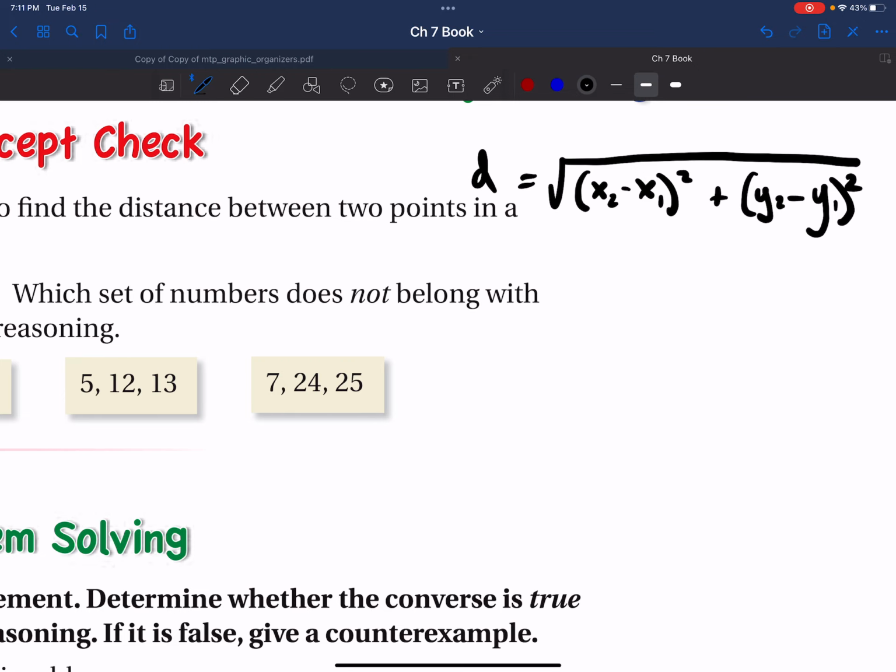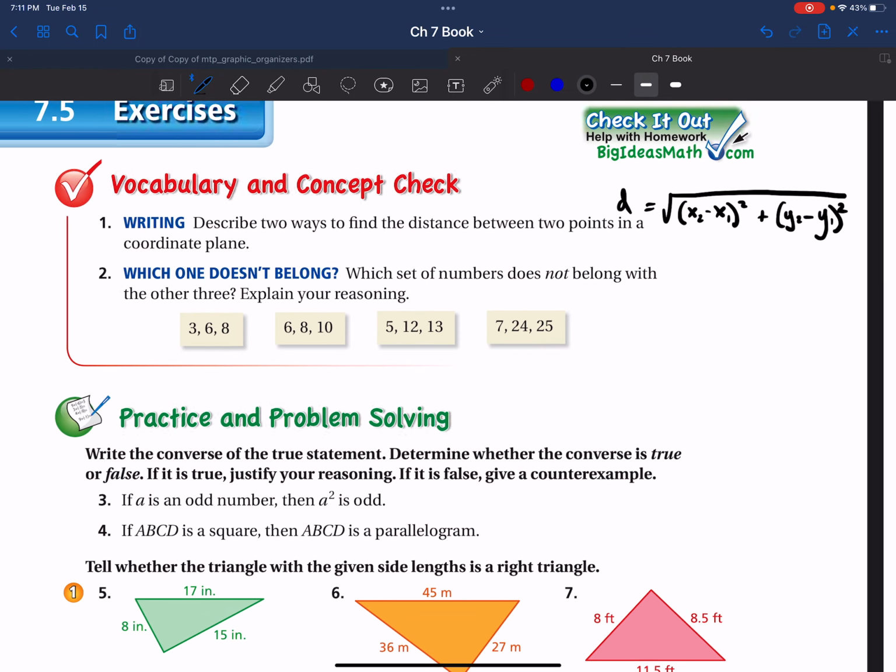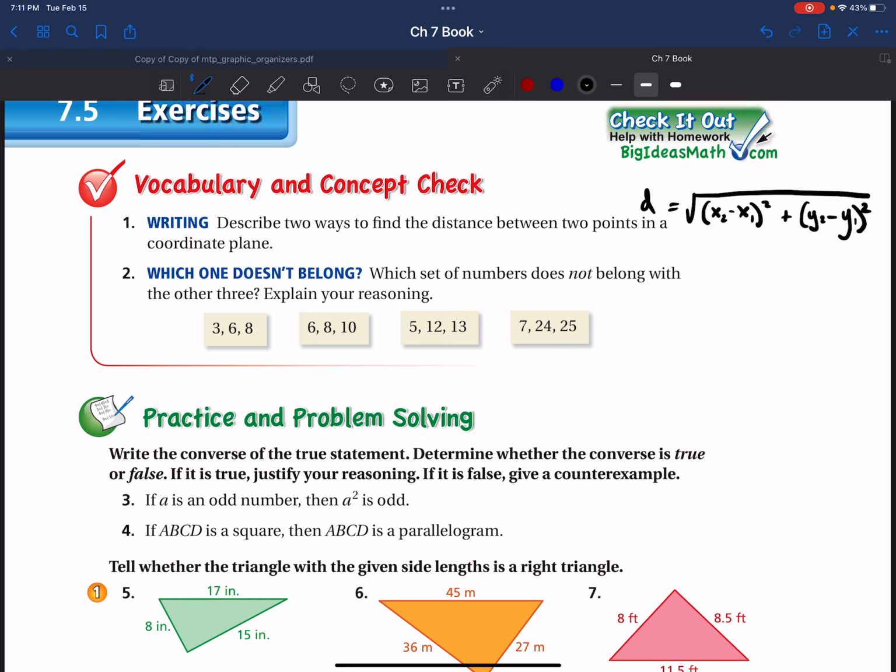So I would write that for number 1. The 2 ways to find the distance between 2 points in a coordinate plane are, first, you could create a right triangle and use the Pythagorean theorem to find the hypotenuse. Or you could use the distance formula, which is pretty much just doing that without all the extra work.